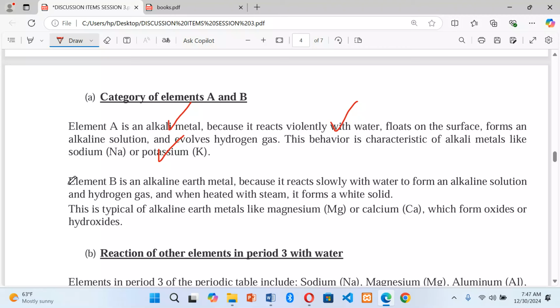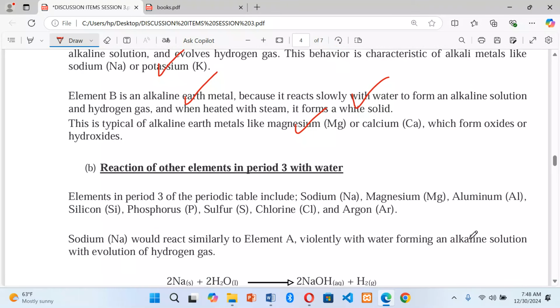Then we have element B is an alkaline earth metal. You see, that is the category because it reacts slowly with water to form alkaline solution and hydrogen gas, and when heated with steam it forms a white solid. This is typical of alkaline earth metals like magnesium. So we give the category, we give the reason, and then we give the example. Because they wanted us to categorize elements A and B, you have categorized both. But if they had said categorize one of the elements, A or B, then you could have talked about only one. But according to the question, they wanted us to talk about the 2 elements.